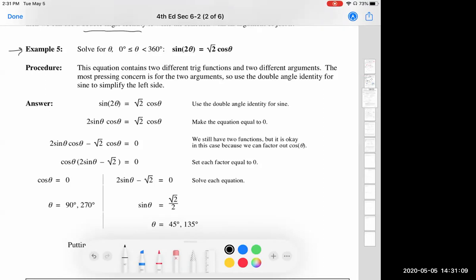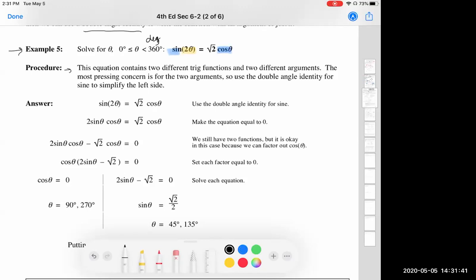Solve for theta when theta is between 0 and 360. I'm going to note to myself, in degrees, that sine 2 theta is equal to square root of 2 cosine theta. All right, the problem here is two things. One, you have sine and cosine. They're different. That's the problem. Another thing we need to be aware of is that 2 theta. That changes our argument. All right, so let's go ahead and see how to work this out, our procedure.